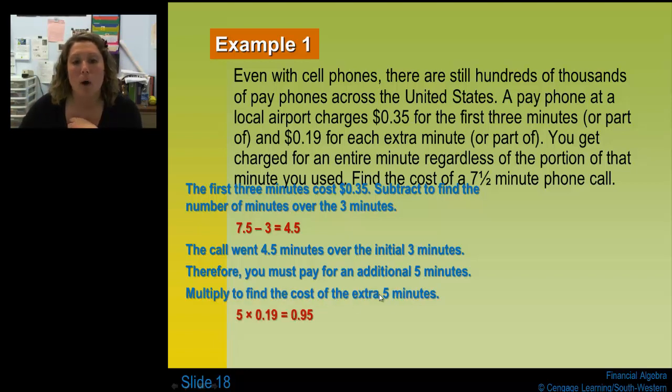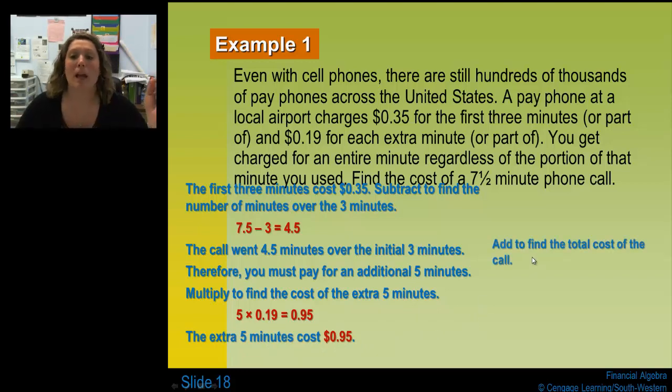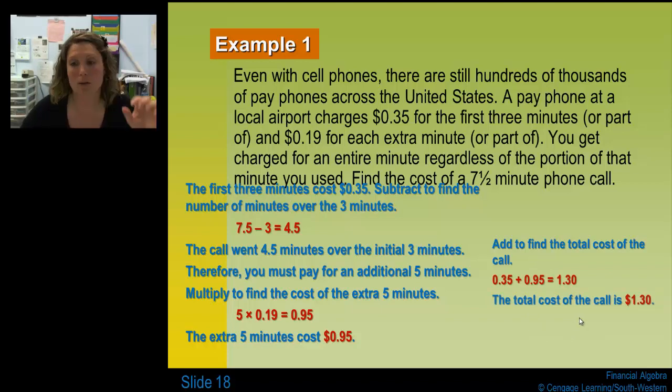So multiply to find the cost of the extra 5 minutes. So 5 minutes at 19 cents gets you 95 cents. So the extra 5 minutes cost you that 95 cents. Now we add to find the total cost of the call. So it's 35 cents for the first 3 minutes plus the additional 95 cents, which gets us $1.30. So the total cost of that 7.5 minute phone call was $1.30.